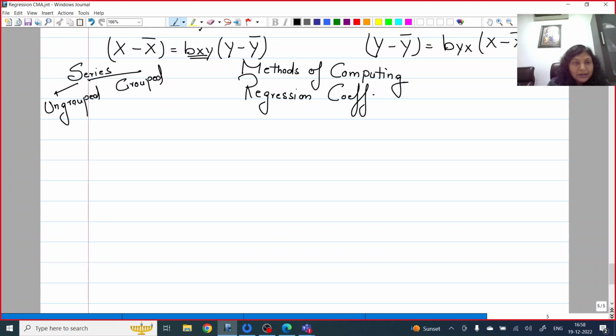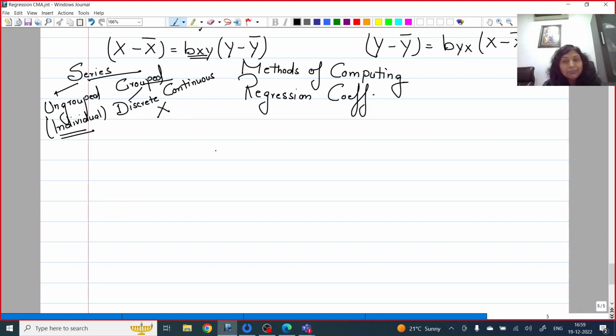So in ungrouped series we have individual series only, and in case of grouped series we have discrete as well as continuous series. So as per your syllabus, only ungrouped series is in your syllabus. So we don't need to focus on grouped series. So we are discussing various methods of computing regression coefficient in case of ungrouped series only. So we have four methods. The first method is actual mean method.